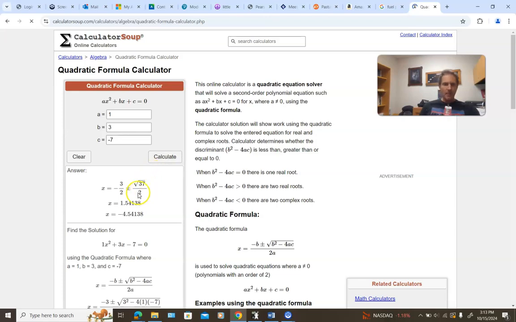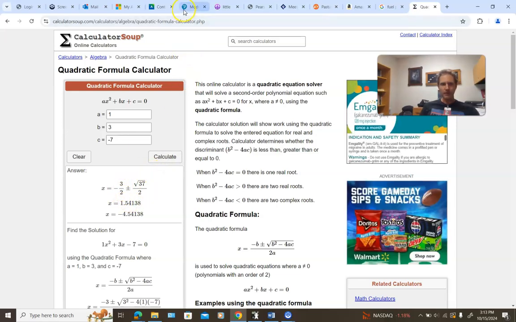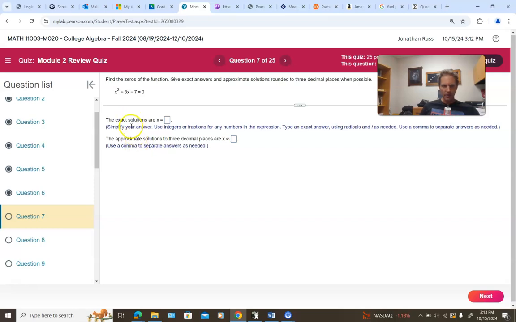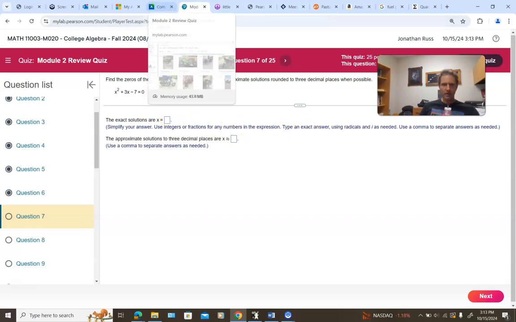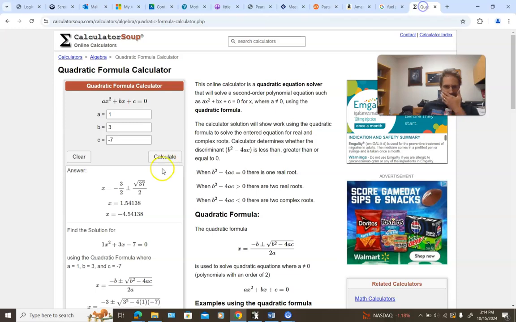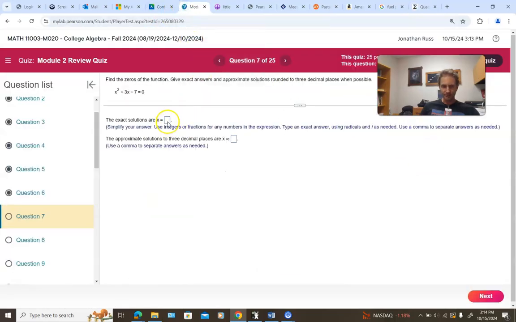Calculate. Okay, so let's come back to the question here. When it says the exact solutions, you're going to separate these with a comma, okay? The exact solutions will be the first two. You'll type in negative 3/2 plus the square root of 37 over 2. And then you'll put a comma, and then you'll type in the negative 3/2 minus the square root of 37 over 2. So those will be your two exact solutions.